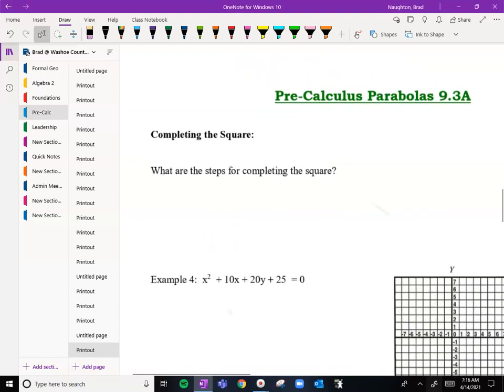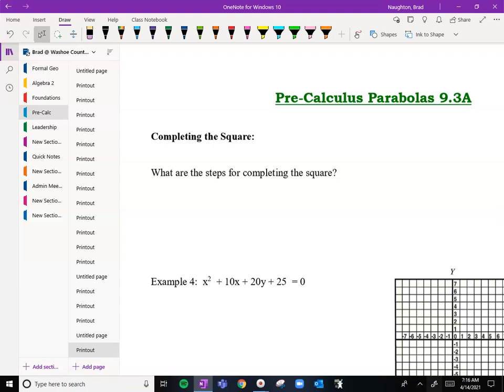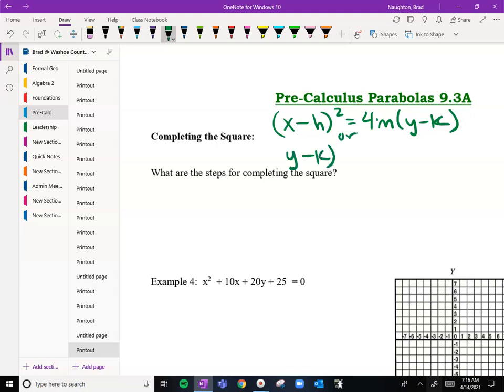This is going to be basically writing it into our two equations. So when we complete the square, as you remember from other examples that we've done with ellipses and hyperbolas, our goal is to get it into one of two forms. It's either going to be x minus h squared is equal to 4m times y minus k, or it's going to be y minus k squared is equal to 4m times x minus h.